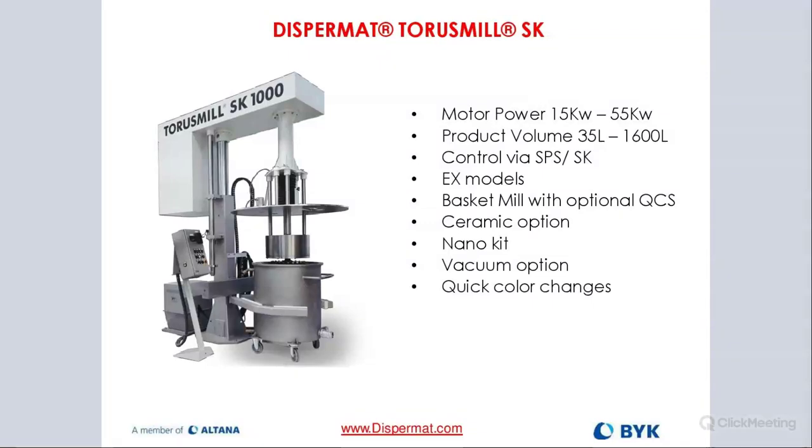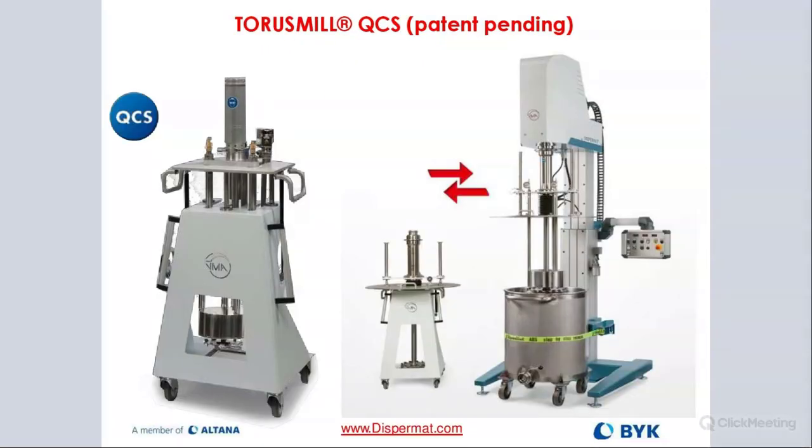You can get a nano kit, allowing you to really mill down into the sub-micron range, and then vacuum as an option, and the quick change system for the quick color changes that is so attractive for a lot of customers. This is that support trolley that you would need to do that changeover.